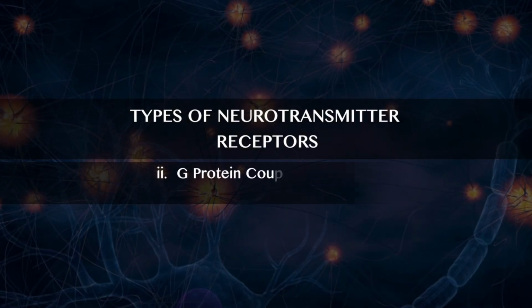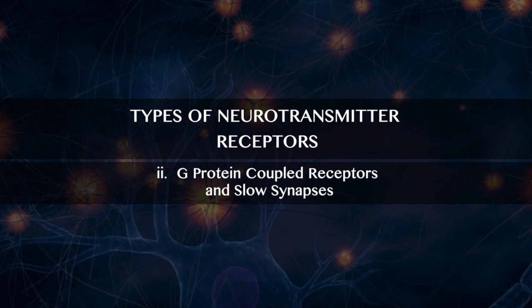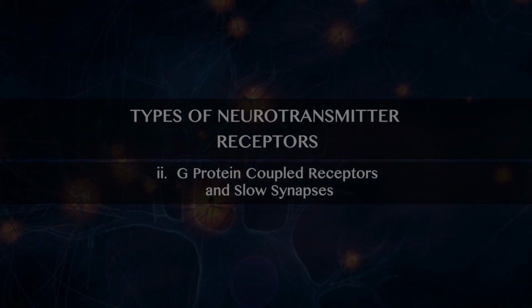Next, let us see G protein coupled receptors and slow synapses. In contrast to the fast synapses operating through ligand-gated ion channel receptors, many synapses in the nervous system are slow in response and action of neurotransmitters extends for seconds or minutes. Such synapses are generally mediated by G protein coupled receptor on the postsynaptic cell membrane.